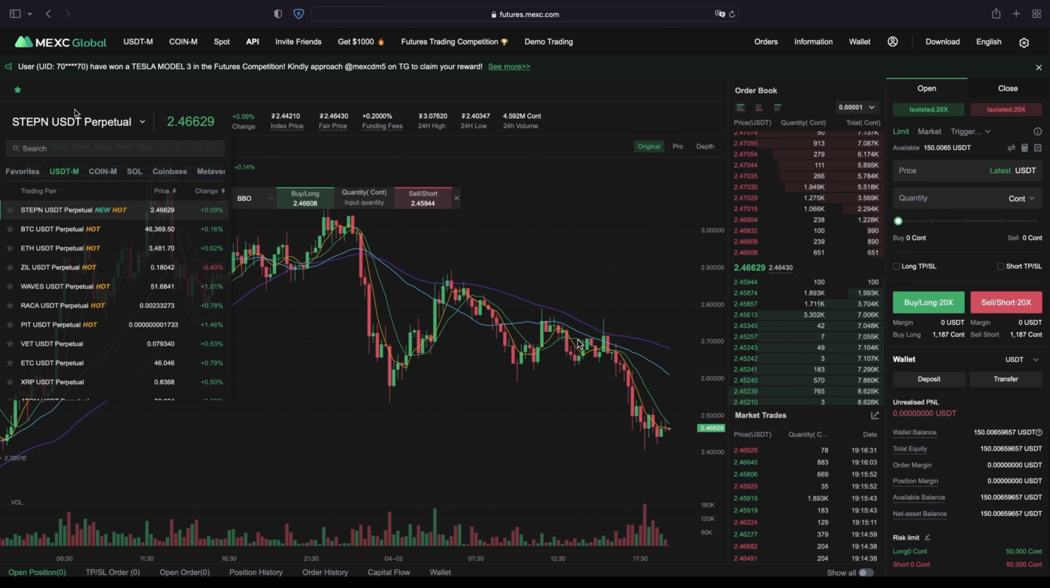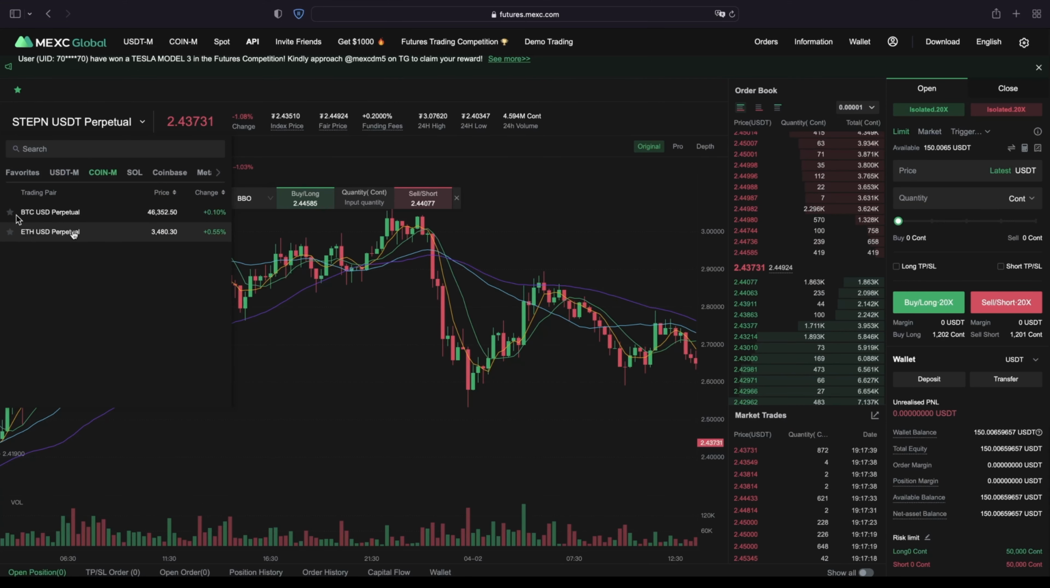This is the exchange, the trading platform that you can use to trade futures. Up here, you can choose the trading pair that you want to use. As you can see, you have USDT-M and Coin-M futures. I would recommend you use USDT-M, so just have it in US dollar Tether, and then you can trade any cryptocurrency with your US dollar Tether. Of course, you could also use Coin-M futures, but then you're limited to Bitcoin and Ethereum.